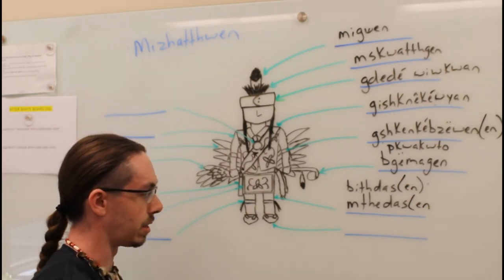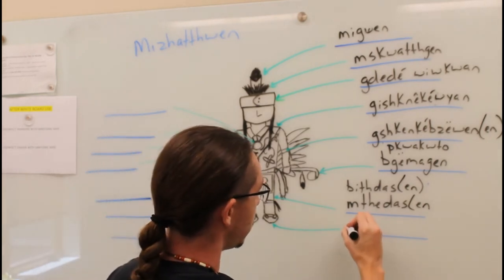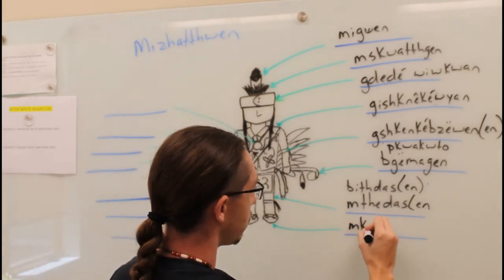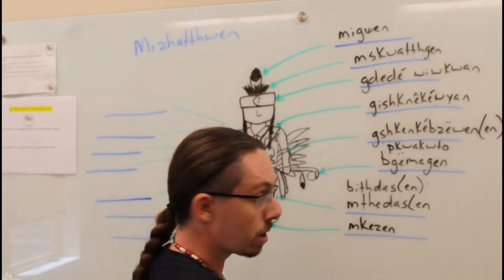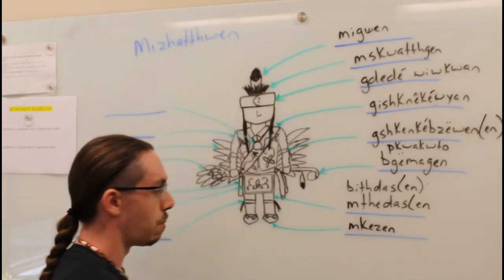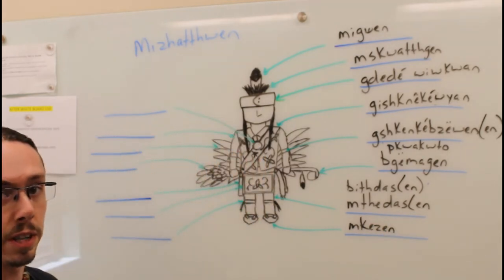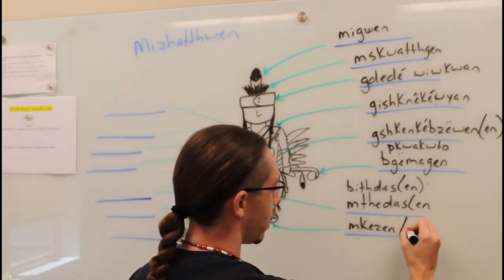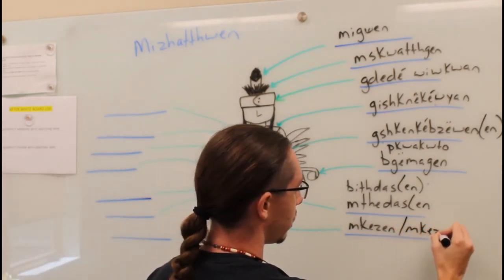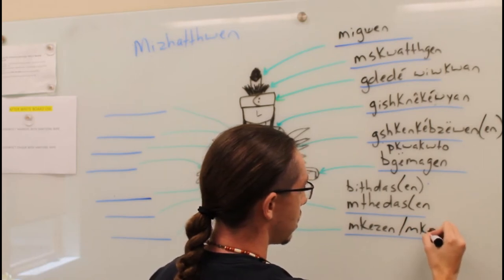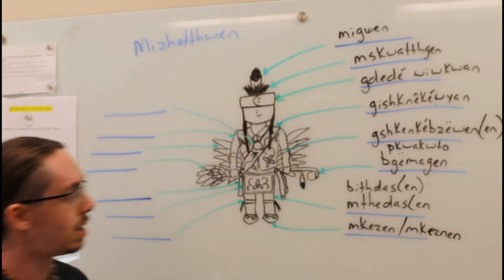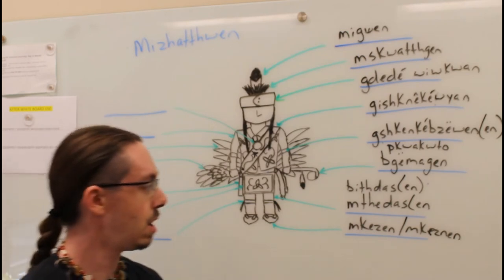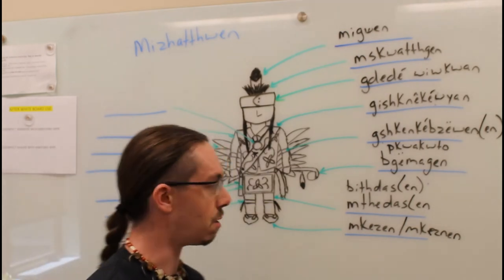Next, we have our moccasins. The word we use is mkizin for one of them. Now, that word moccasin is a mispronunciation of mkizin. Our plural for that, kiznin. Kizin, one moccasin, kiznin, plural moccasins.